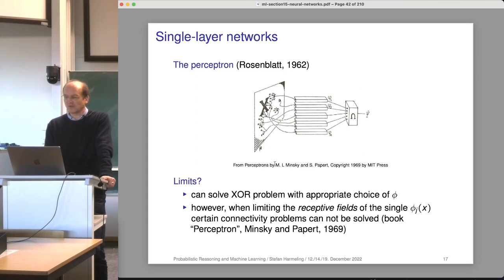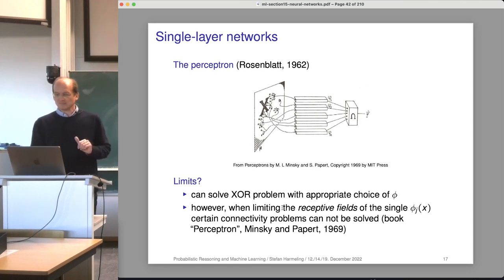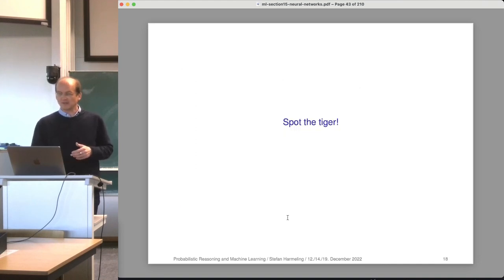And this is a drawing from this book. And so if this is limited and not spreading over the whole eye, then there are certain connectivity problems that you cannot solve. And I have an example. So also here your brain needs to be fast. So let me show you a picture.